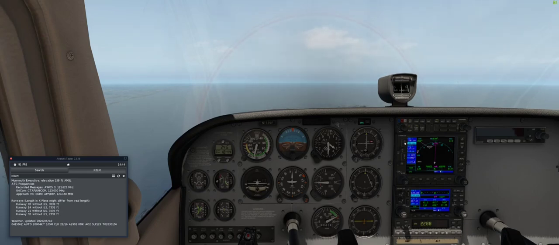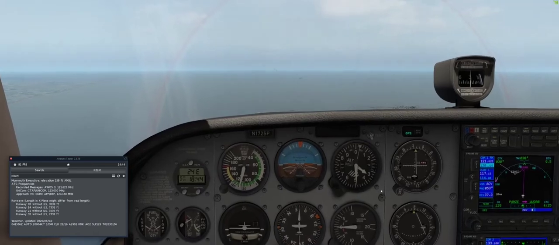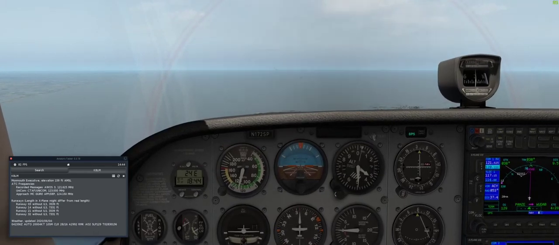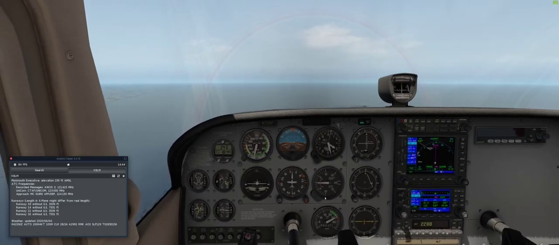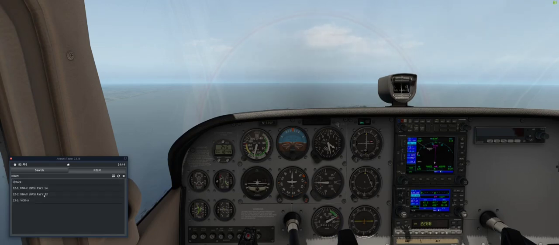121.625. Oh, it happens to already be there. Look at that. On the executive memo. Information M. Visibility more than 10. Sky clear. Temperature 29. Dew point 14. Altimeter 29.91. Sounds like we're free to choose, and we'll choose the RNAV, runway 32.